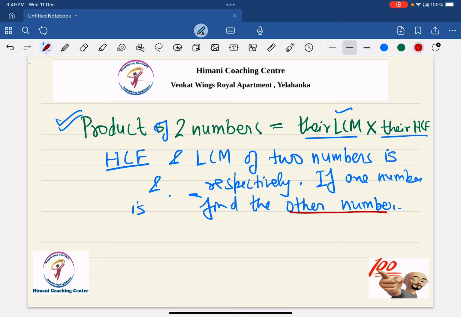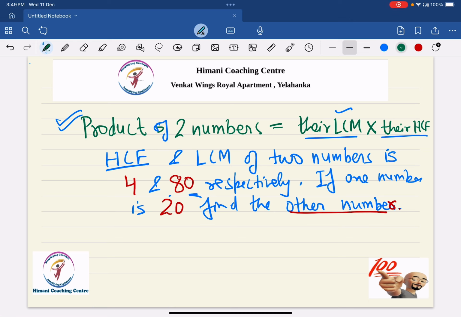HCF and LCM of two numbers is, okay, HCF is 4 and LCM is 80. If one number is 20, find the other number. Okay, so kids, pause the video and try doing this question yourself. You can rewind and watch how I did the previous question and follow the steps. Okay, advice to elders or parents who are watching the video with the kids, please pause the video, let the kids solve the question, and then see if he or she has done it right.